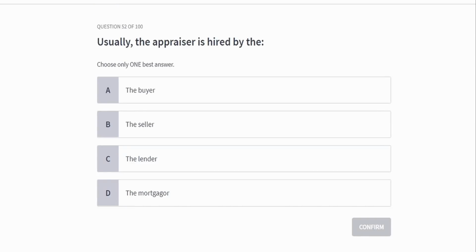All right, 52. Usually the appraiser is hired by the blank. So it gives us 4 options. Is it A, the buyer, B, the seller, C, the lender, or D, the mortgagor? So as always, I'm going to give you guys some time to pause here, come up with your answer and all that good stuff. And yeah, so here you go.